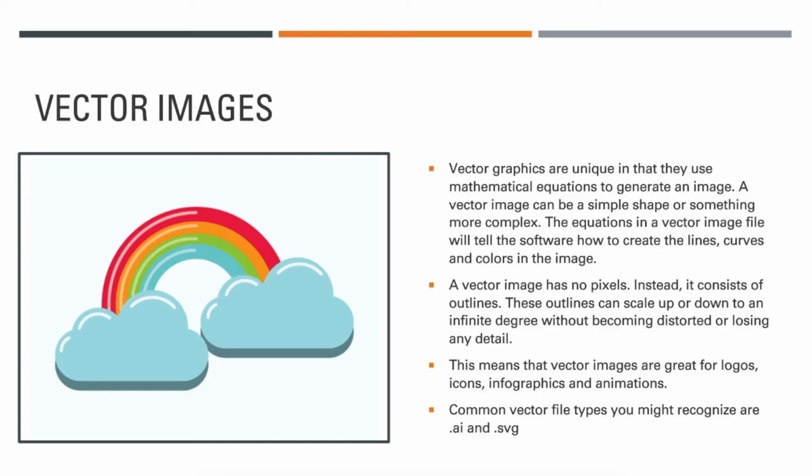The second type of image file is a vector image file. Vector graphics are unique in that they use mathematical equations to generate an image. A vector image can be a simple shape or something more complex. The equations in a vector file will tell the software how to create lines, curves, and colors in the image. Unlike a raster image, a vector image has no pixels. Instead, it consists of outlines. These outlines can scale up or down to an infinite degree without becoming distorted or losing any detail.